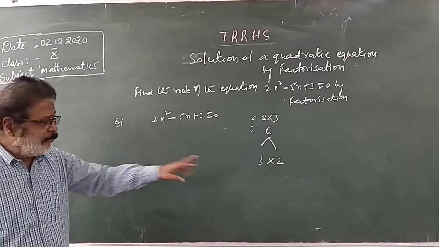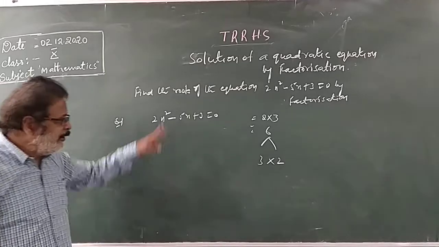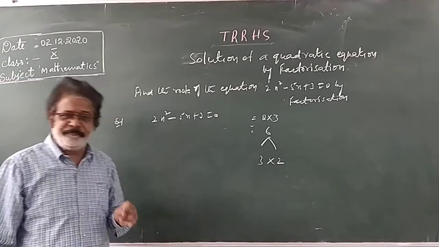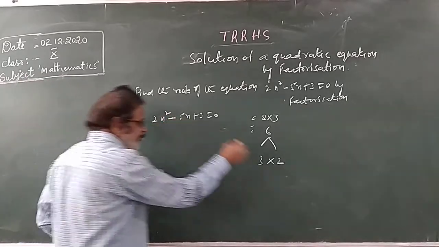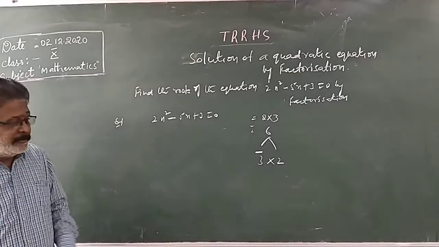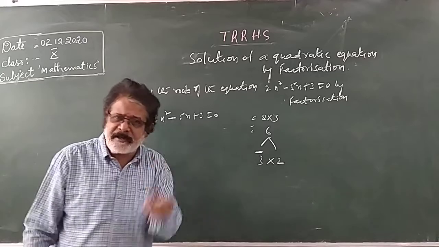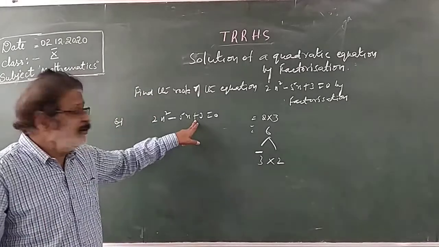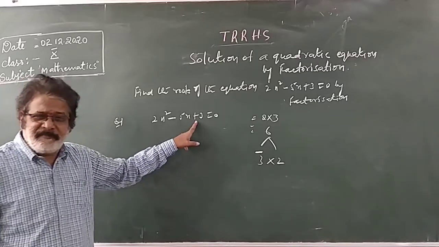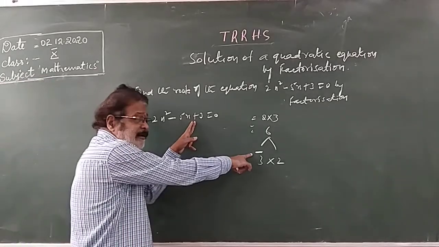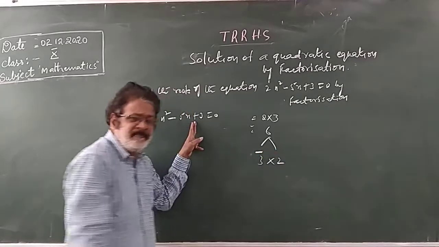Coefficients got it. Now allot the signs. How to allot the signs? The middle term sign should always be allotted to the greater factor. What is the middle term sign here? Minus. It should be allotted to the greater factor 3. So what about the smaller factor sign? To allot the sign for the smaller factor, see the constant sign. Whatever sign is given for the greater factor, the same sign is given to the smaller one also when the constant is plus.